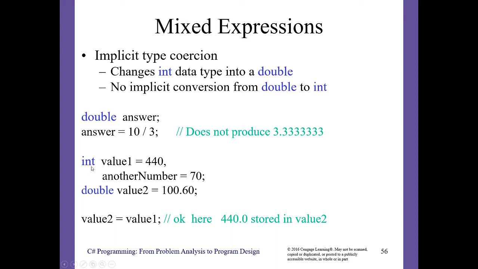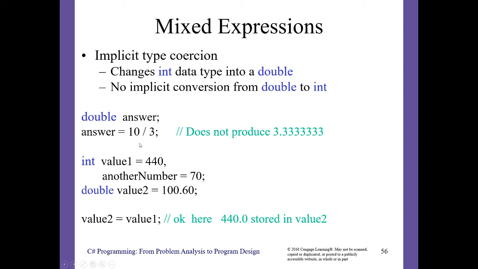In this example, we have an integer named value1, and we've set it to 440, and another integer that's equal to 70. We're going to set up a value2 that is 100.6. And then we update that double value with our integer value. No problem. We have 440.0 stored.